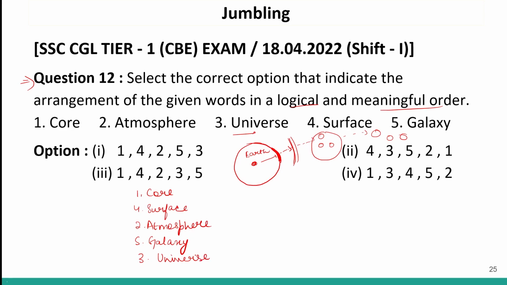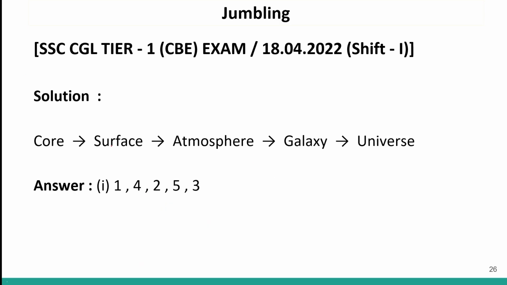The correct logic will be 14253, which is given in option number 1. So, option number 1, core, surface, atmosphere, galaxy, and universe will be your correct answer. Here you can see, I'll repeat. Let's say this is Earth, right? Earth has a core. Logically, we are moving from the smaller aspect to the bigger aspect. That is what we are doing, right?